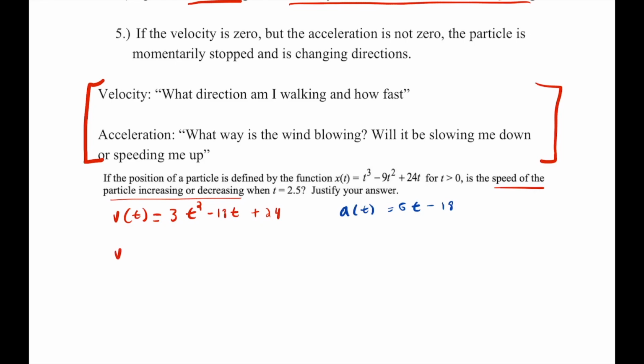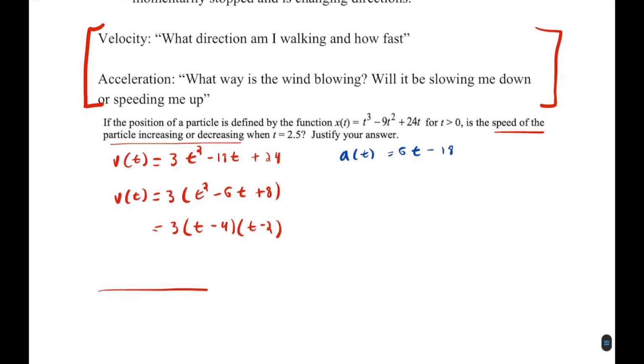If we take this velocity function and we factor it, so first we factor out a 3, this will be 3 times t squared minus 6t plus 8. And we further factor it to 3 times t minus 4 times t minus 2. What that tells us, if we create a sign chart here of velocity, if t is less than 2, well then both of those parentheses would be negative, your velocity would be positive.